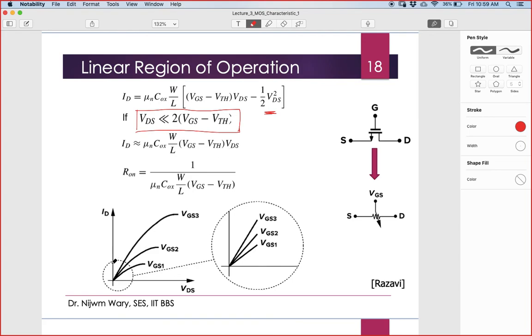So in this region the VDS is very small. If I divide VDS by ID, I will get an expression for R on. So in this region, whenever the VDS is very small, the MOSFET acts like a simple resistor. You can see the current is increasing linearly with the voltage, which is the same as saying it's acting like a simple passive resistor.